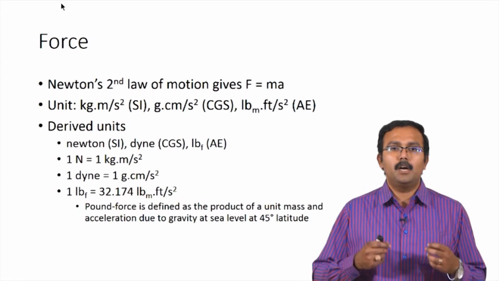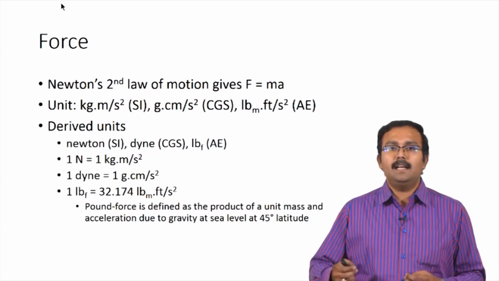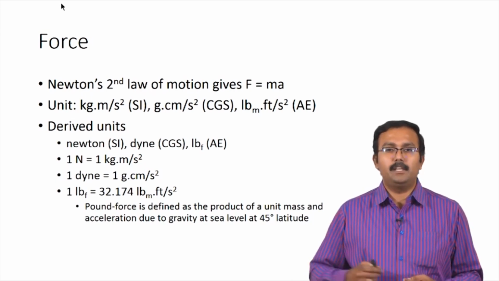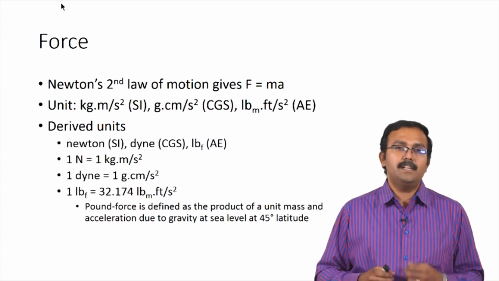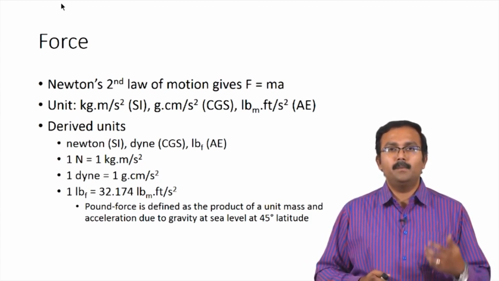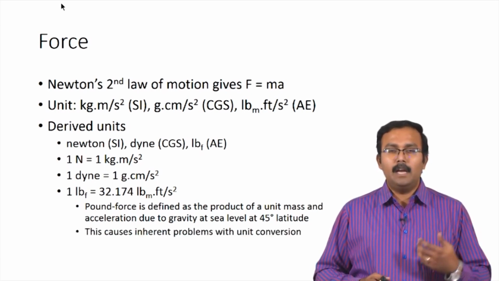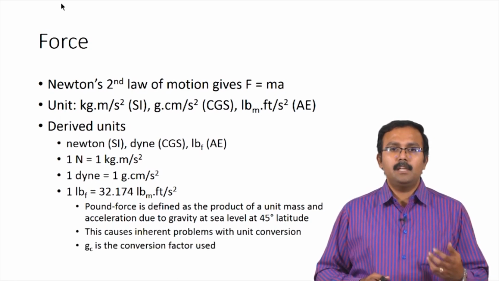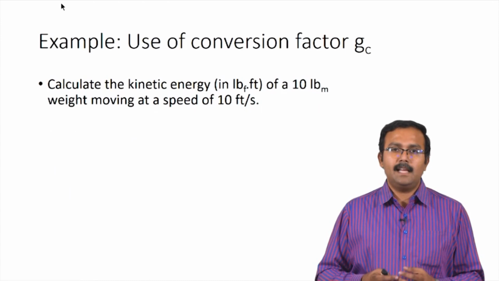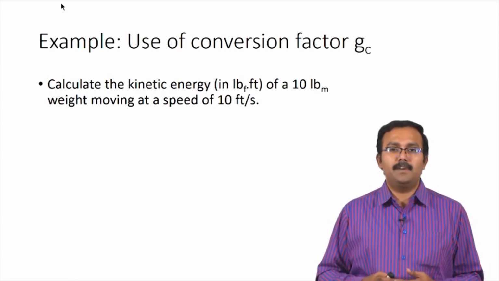This is because a pound force is defined as the product of a unit mass and acceleration due to gravity at sea level at 45-degree latitude. Because of this definition for pound force, there is an inherent problem with conversion whenever we use the pound force term. To avoid this and overcome this, we use something called GC, which is the conversion factor. So, let us look at an example problem which will hopefully help us understand how to use this conversion factor GC.